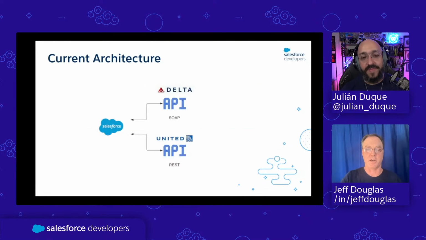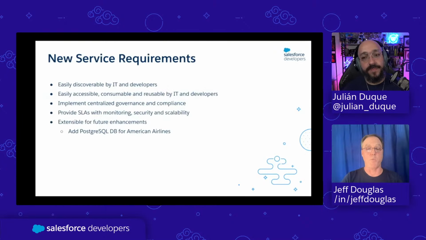That's the current architecture. Salesforce makes calls to a SOAP service for Delta and a REST service for United, but they want to make it discoverable by IT. They want to make it consumable so people can use it easily. They may want to use it in a mobile app or on their website. They want centralized governance and compliance, scaling, security, and monitoring of it, and they want to be able to make enhancements easily. So in this case, we're going to use the SOAP and the REST service, but we're also going to add a connection for a Postgres database for American Airlines. So that's kind of what the scenario is.